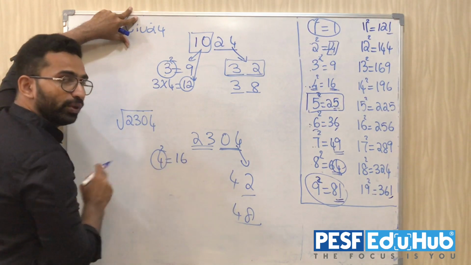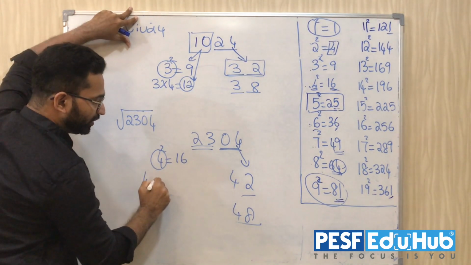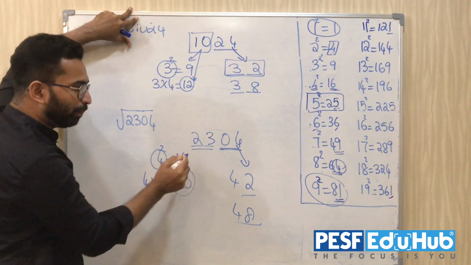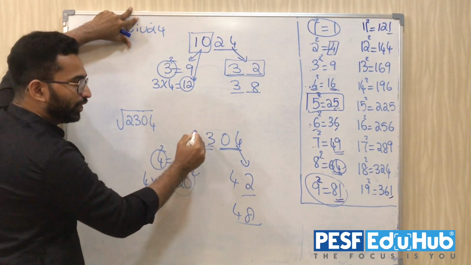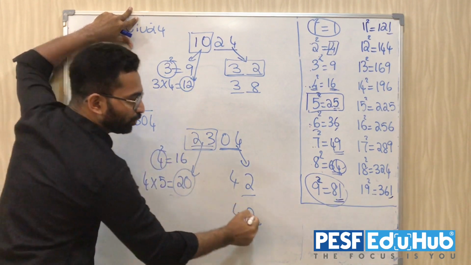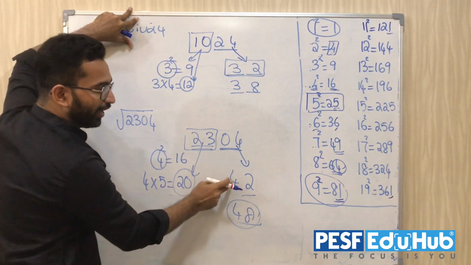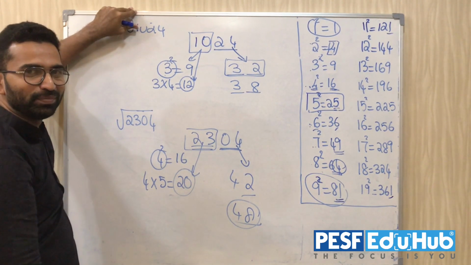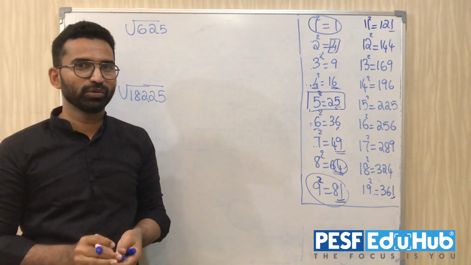So from 42 and 48, how can we confirm? As I told you, just multiply 4 and 5, you will get 20. And compare this 23 and the 20. 23 is the bigger number, right? So your answer will be the bigger among 42 and 48, and your answer is 48. Very simple. Now just practice more and more problems.